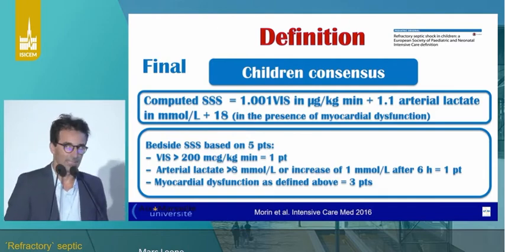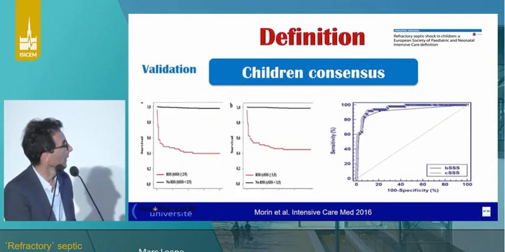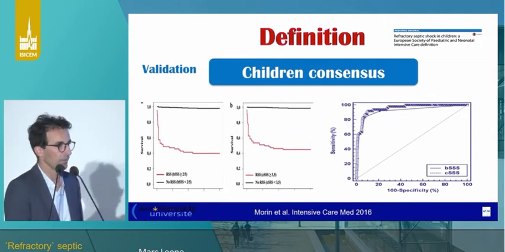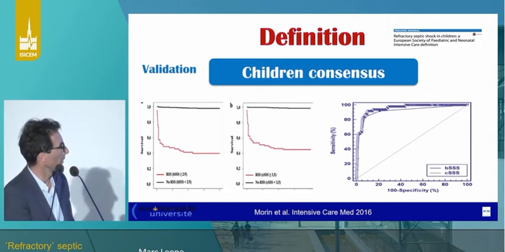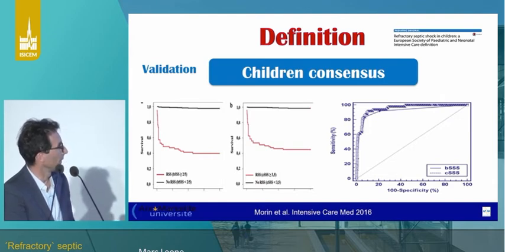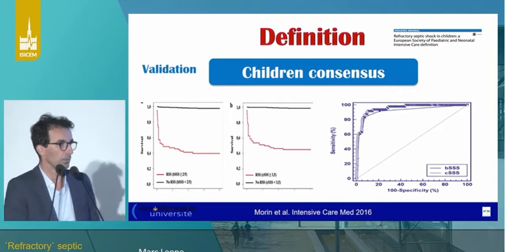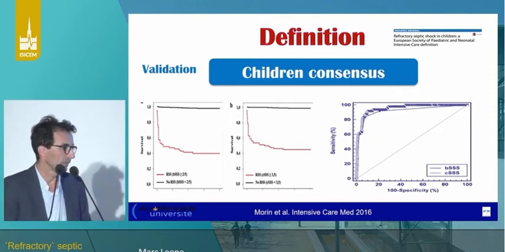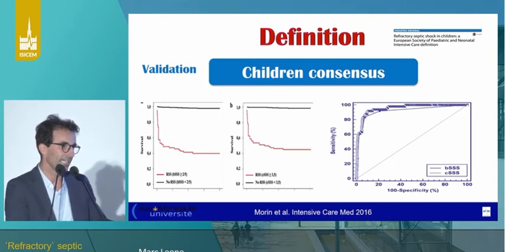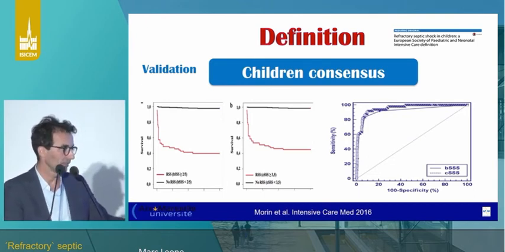Then they used a validation cohort. In this validation cohort, I didn't write the area under the curve, but it's a very good definition, with a cutoff at 2 for the bedside definition, and you see there is very good discrimination. So this process is interesting, and we can replicate it in an adult population.